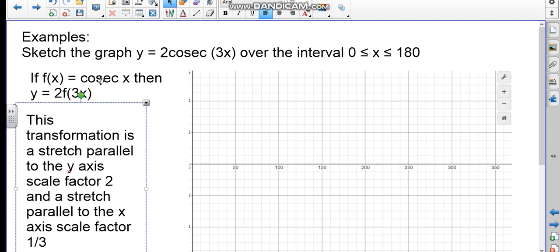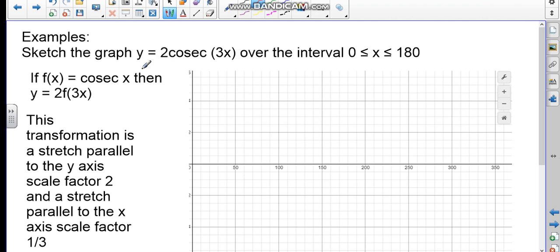So again, let's just think about what cosec looks like, and then we can think about stretching it. Okay, so if we remember, cosec is 1 over sine. So I need to think about where the asymptotes are going to go. So the asymptotes go where the sine graph is 0, which is at 0.